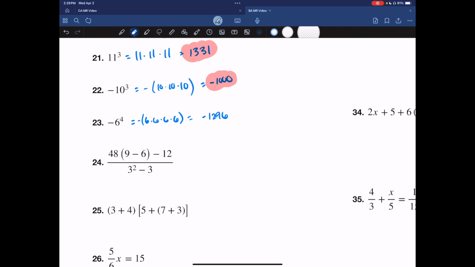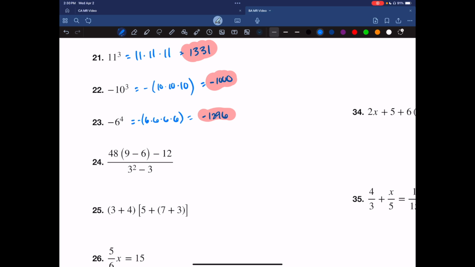The power is only attached to the thing next to it. Sometimes that's parentheses, and sometimes it's not. If it's not, you can't expand what it's attached to. It just doesn't work that way. And a lot of students, when they start to struggle with order of operations, they start to make up their own rules, and that's where you get in trouble.